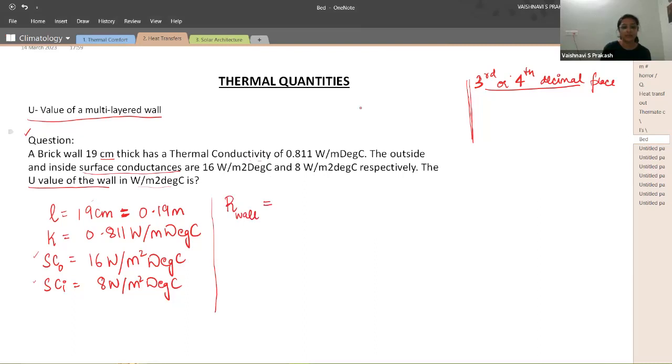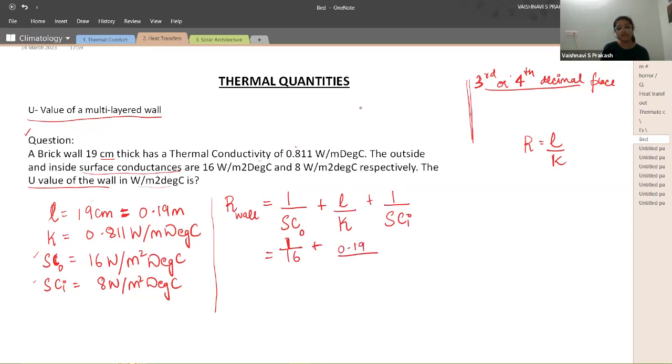R wall is equal to, they've given surface conductances, right? So you can directly write 1 by SCO plus R1, and R1 is actually L by K, right? So R is equal to L by capital K. So I'm going to directly write L by K here, plus 1 by SCI. Substituting the values, 1 by 16 plus L, which is 0.19, by 0.811, which is K, plus 1 by 8.